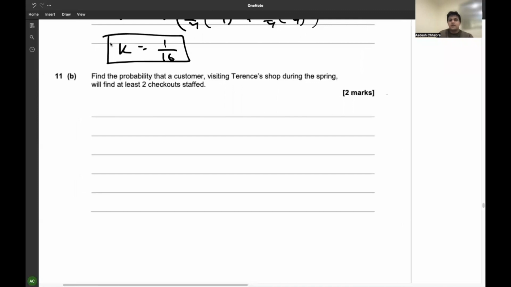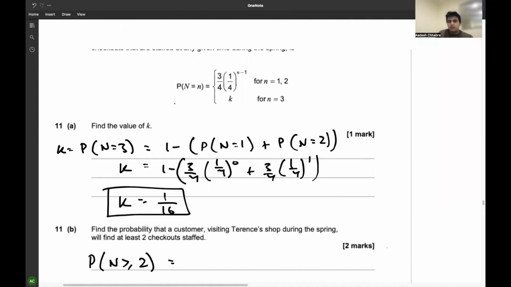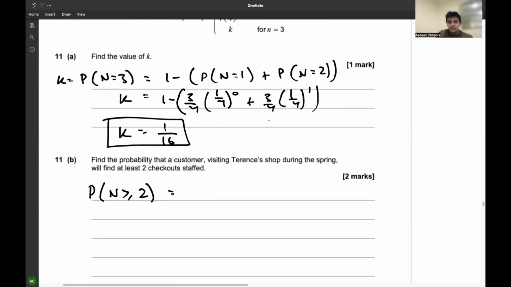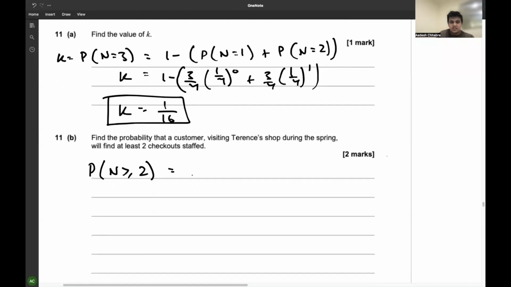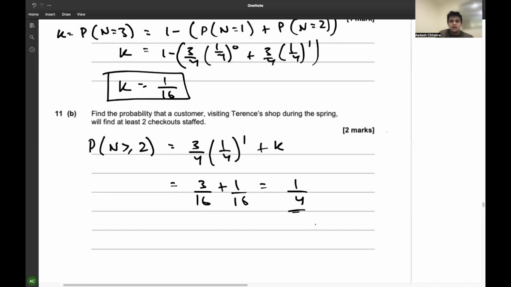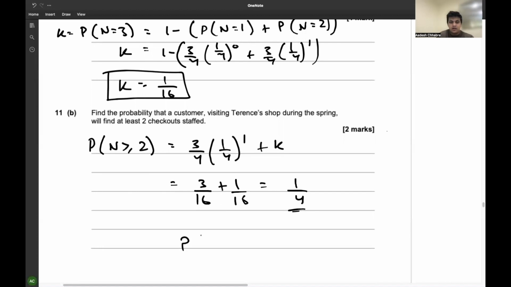In question 11B, we've been asked to find the probability that a customer visiting Terence's shop during the spring will find at least 2 checkouts staffed. So essentially, we need to find the probability that N is greater than or equal to 2. So this would just be the probability of N equaling 2 plus the probability of N equaling 3. So we can go ahead and substitute that in. So essentially, this is just going to be 3 by 4 times 1 by 4 to the power 1 plus K, which is just 3 upon 16 plus 1 upon 16, which is just equal to a quarter. Hence, P of N being greater than or equal to 2 is equal to 0.25.